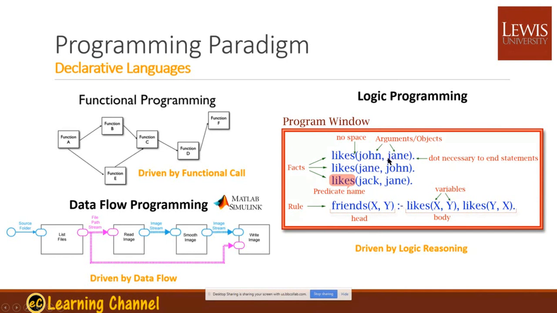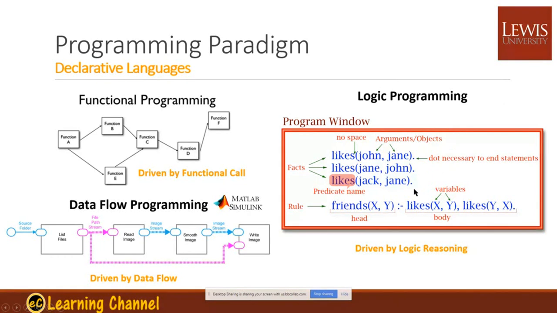So Jiang and Jane are friends. But if we check Jane and Jack, we will find actually Jack likes Jane, but Jane does not like Jack. So they are not friends. So if your programming is done by logic reference reduction, actually this we call logic programming.